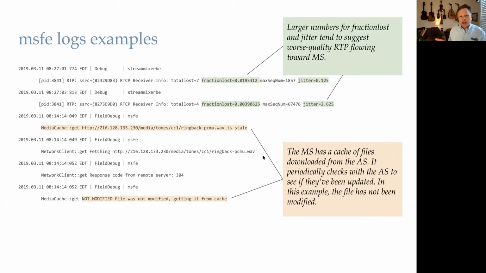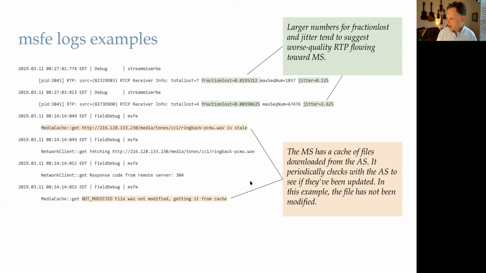Another thing that you can see in the media server log is the SIP signaling, of course, how it gets controlled. And we already looked at what that SIP signaling looks like when we walked through the voicemail and the other calls. But you can also see the caching. So the media server caches the files that it downloads from the app server.